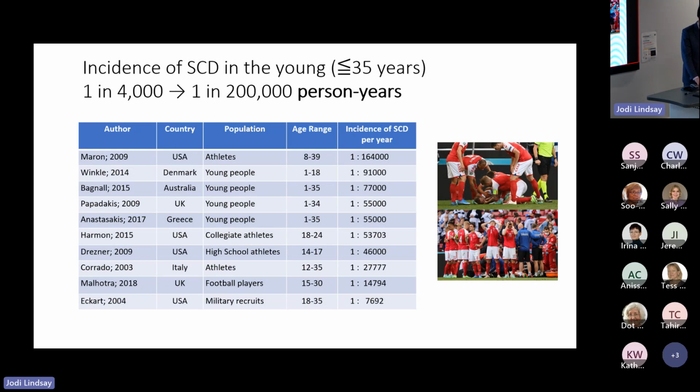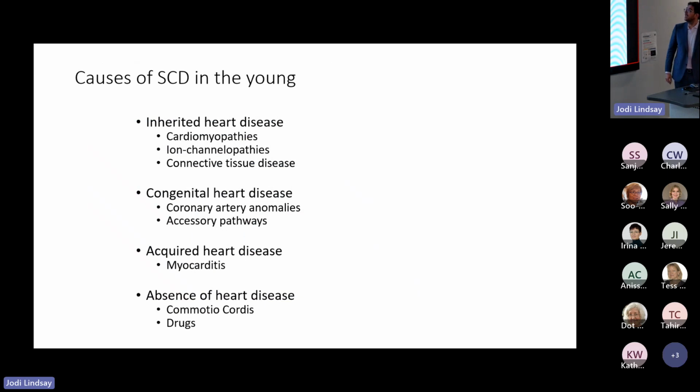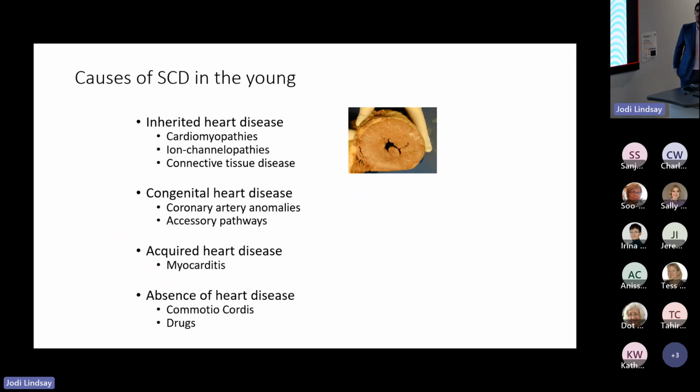Now, in terms of the causes of sudden cardiac death in young individuals, and that's part of the challenge that we're facing in terms of screening as well, it's not caused by a single condition, but by a group of conditions. So we've got inherited cardiac conditions such as cardiomyopathies, and this is a post-mortem sample of a very thick heart with significant hypertrophy from hypertrophic cardiomyopathy.